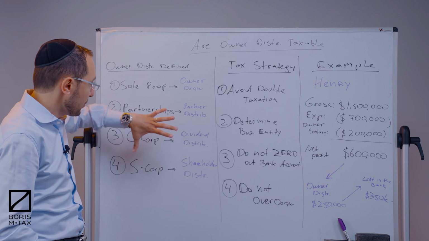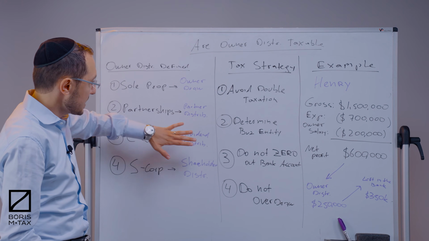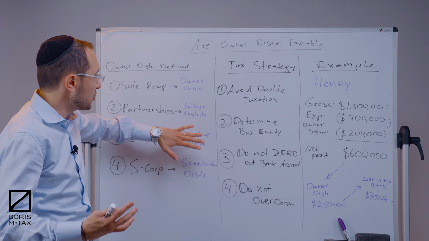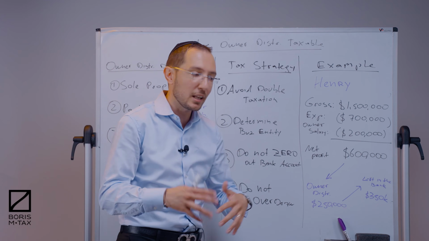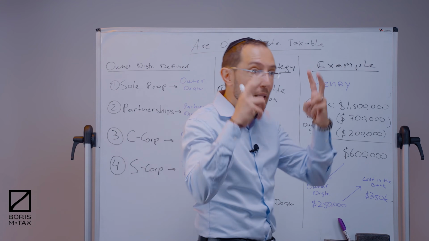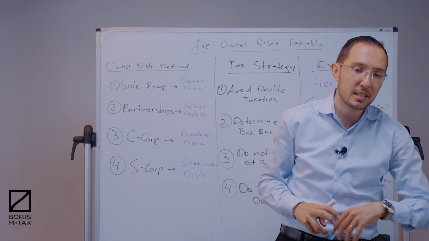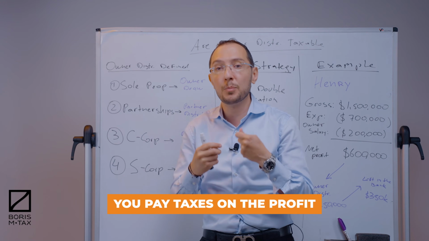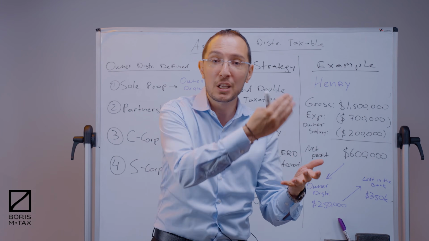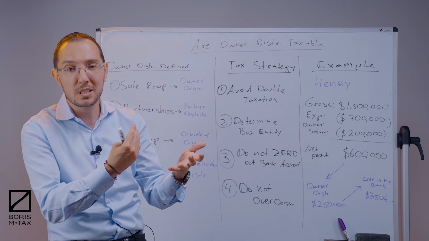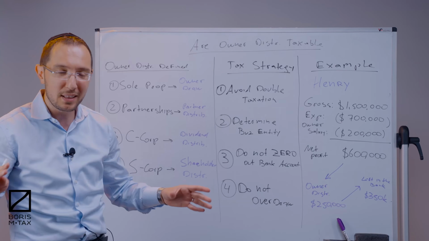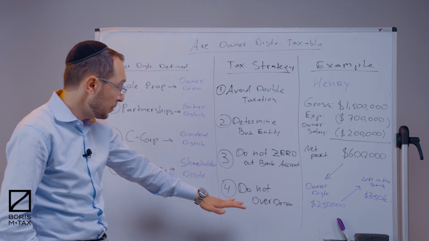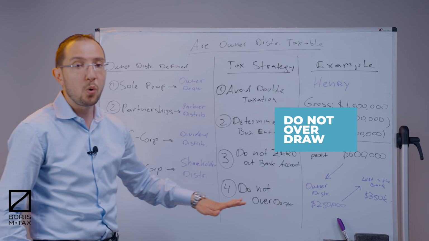Unless you're a C corporation, right? Unless you are a C corporation, and most small business owners are not a C corporation. So they do not pay any taxes on the money that's left over in the bank account, and there's no double taxation. You pay taxes on the profit. So that means you can take as much distributions out from your business as you want. So do not zero out your bank account. It's pointless. It's nonsense. The most important thing is do not overdraw.